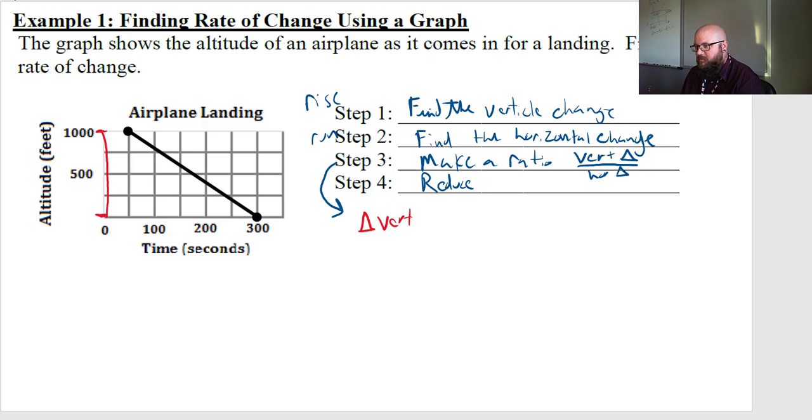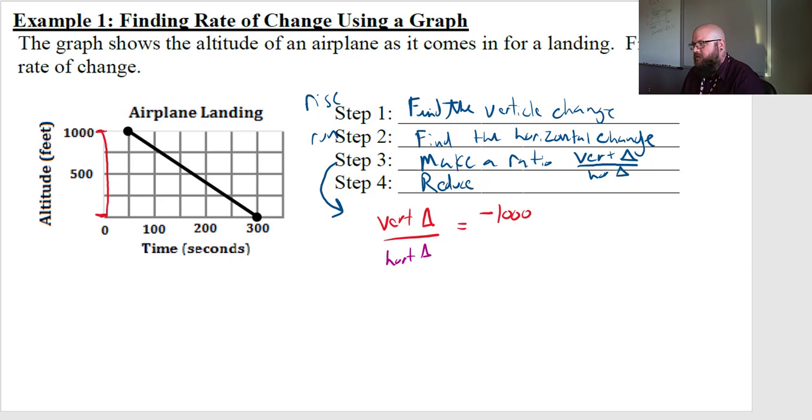Let me go ahead and put the triangle over here. So vertical change, okay? Vertical change, we go down 1,000 feet. We're dropping 1,000 feet. We're going from 1,000 to 0. So we're dropping 1,000 feet, so negative 1,000. Now we're dealing with our horizontal change.